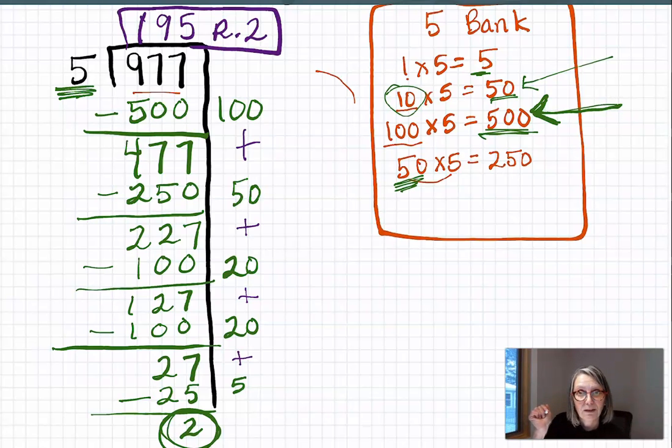Maybe the baker will give us a brownie. Thank you, and practice your dividing.